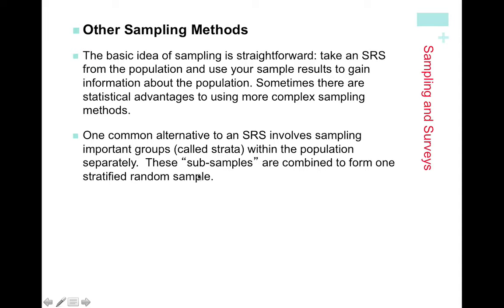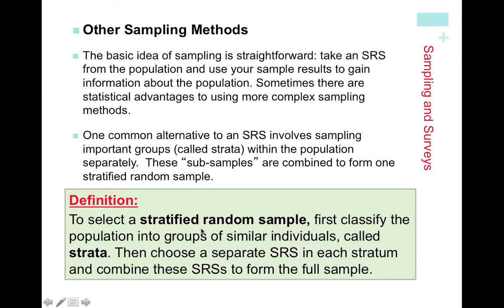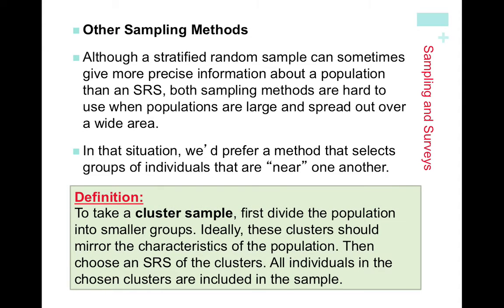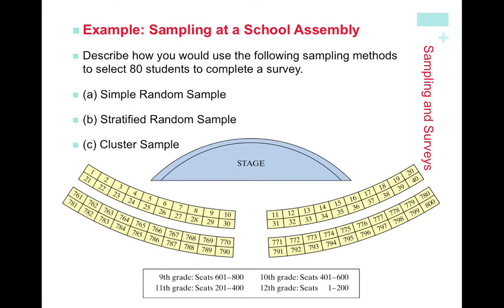There's other ways to sample too. So one thing we talked about was a stratified random sample. So we first classified the population into groups, which we called strata here, and then we chose a separate SRS from each stratum. Another way we did it was a cluster sample. So first we divide the population into smaller groups. Ideally, the clusters mirror the characteristics of the population, and then we choose an SRS of the clusters. So we can talk about this a little bit here.